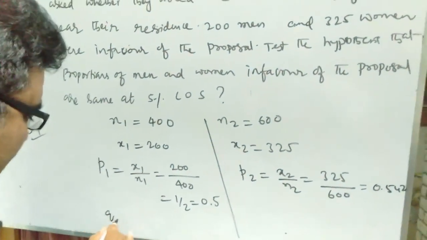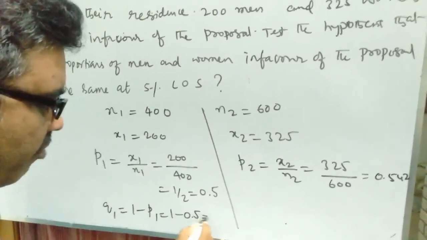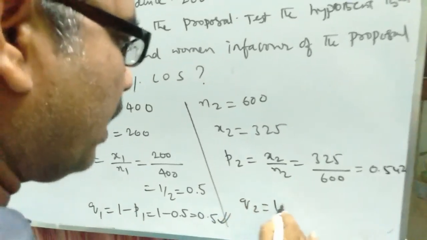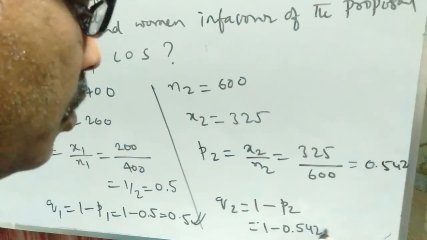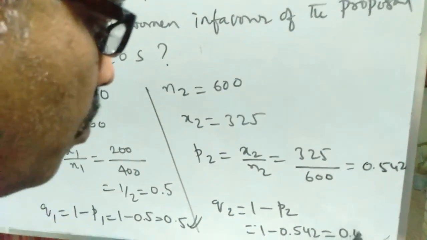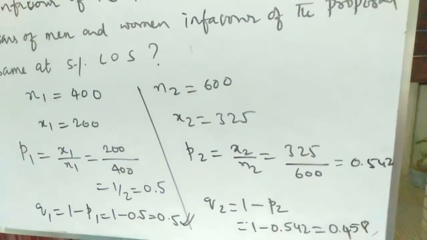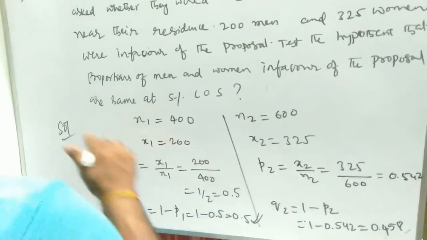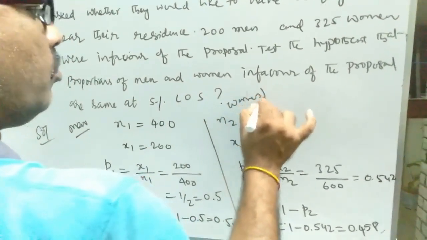Then calculate Q1 also here. Q1 is 1 minus P1, that is 1 minus 0.5, that is 0.5. And Q2 is 1 minus P2, that is 1 minus 0.542, that is 0.458. This is the not-favorable probability. First one is the men case and the second one is the women case.